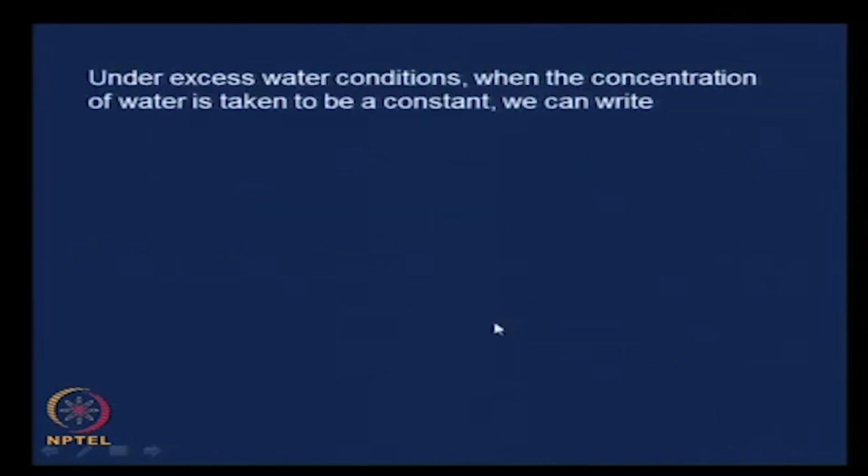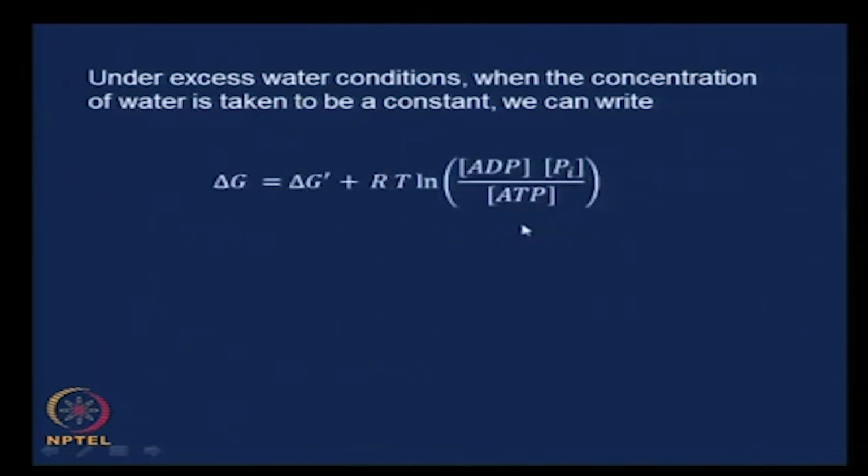ATP, ADP and Pi are the species whose concentrations we knew earlier. Under excess water conditions, when the concentration of water can be taken to be a constant, I hope you recall this trick that we use, we can say that delta G equals delta G dash plus RT ln concentration of the products, this is hydrolysis of ATP. So, concentration of the product ADP and concentration of the other product Pi divided by the concentration of ATP.